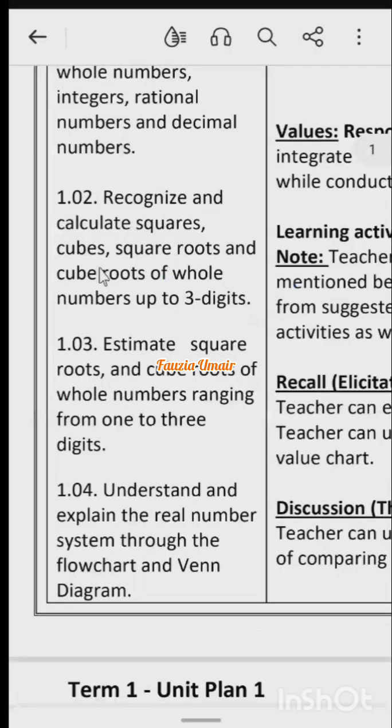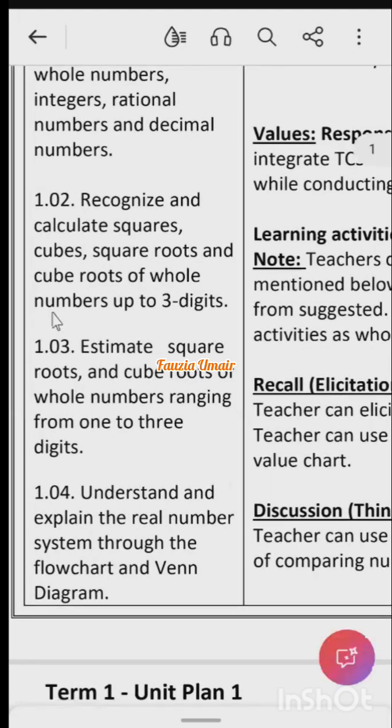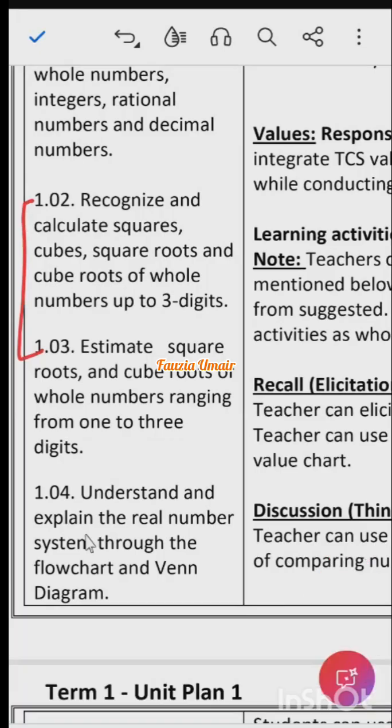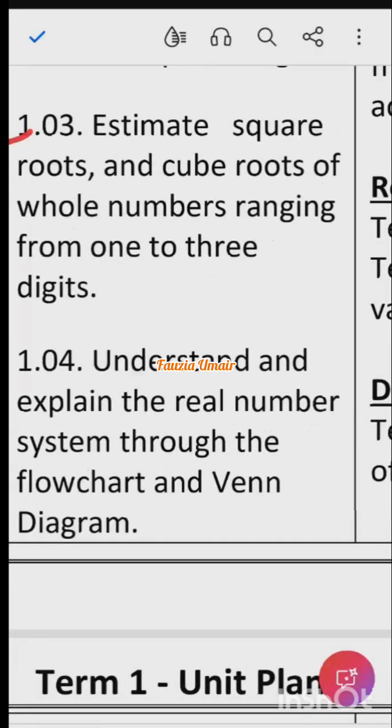देखिए, second is related to squares, cubes, square roots, cube roots. And the third is also estimate. ये दो अभी हम छोड़े हैं, ये हम इंशाल्लाह कल करेंगे. So these two we are skipping. अब देखिए fourth learning objective is again related to the first one. Understand and explain the real number system through the flow chart and the Venn diagram. So we need to understand the real number system, right? So flow chart, ये दोनों different तरीके हैं उसको represent करने के.